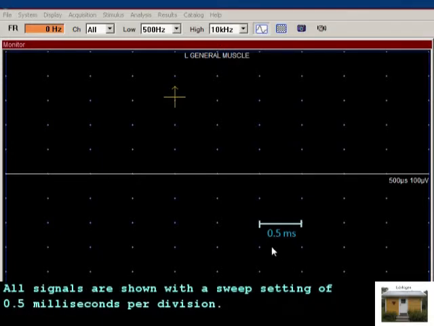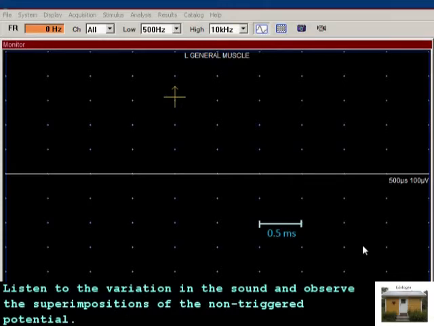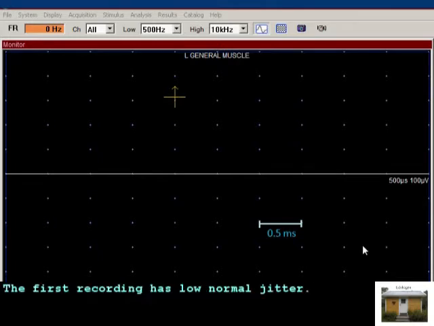All signals are shown with a sweep setting of 0.5 milliseconds per division. Listen to the variation in the sound and observe the superimpositions of the non-triggered potential. The first recording has low normal jitter.